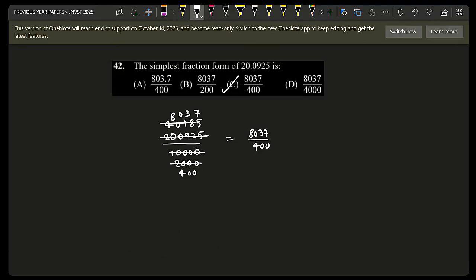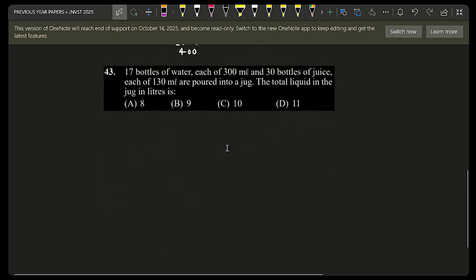41, 42. Any doubts? You can raise a hand. No doubts? No. 43rd question.